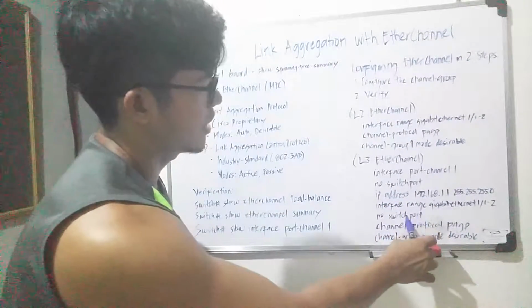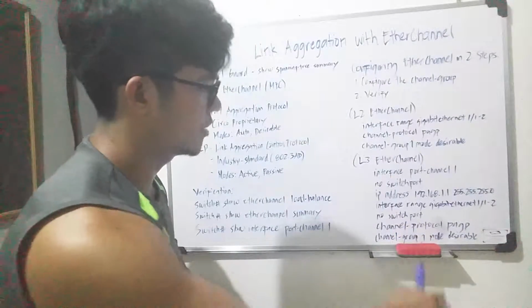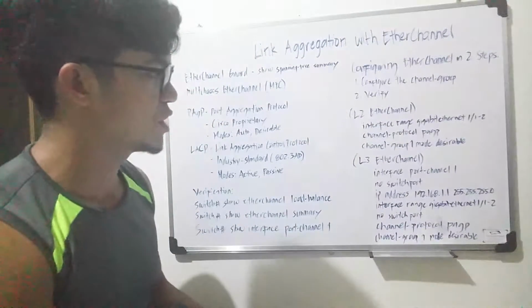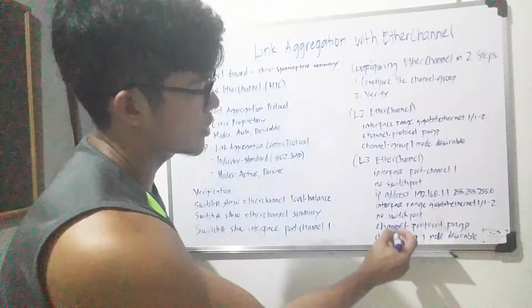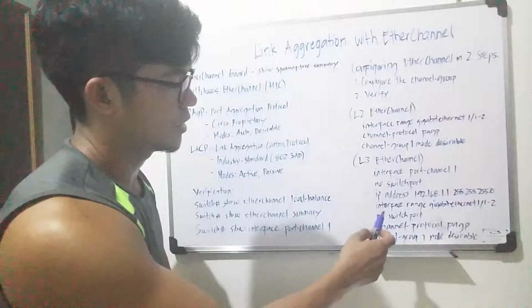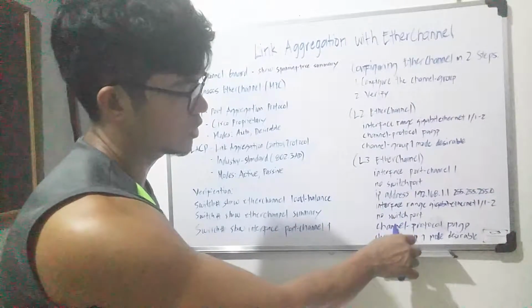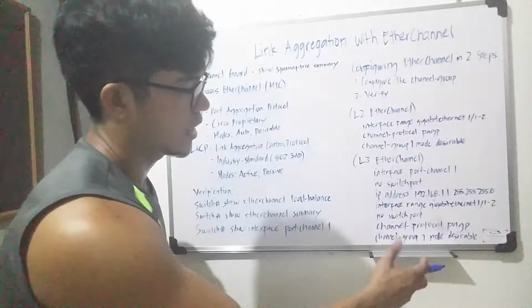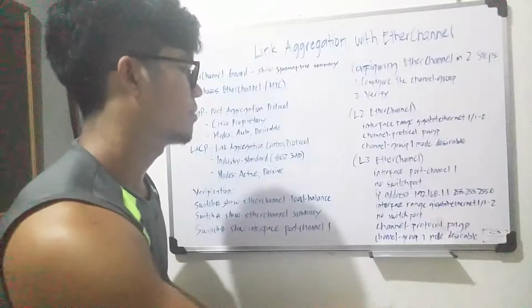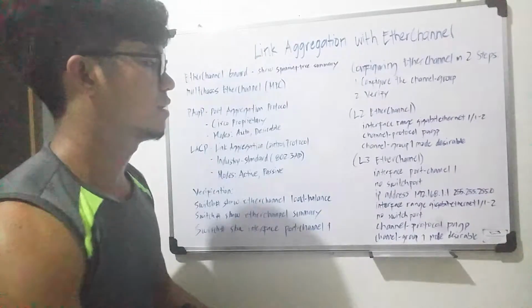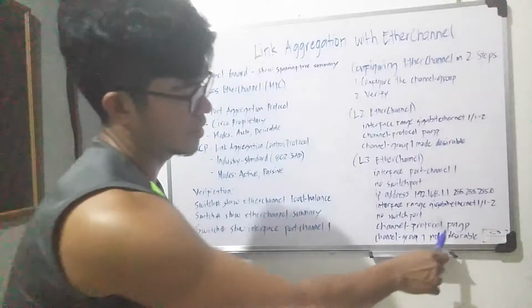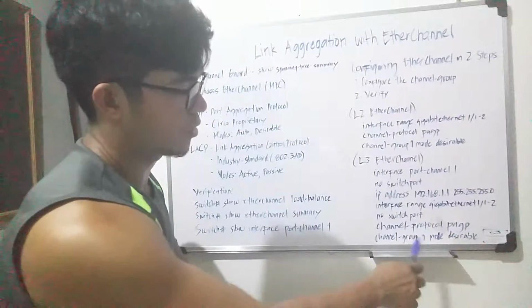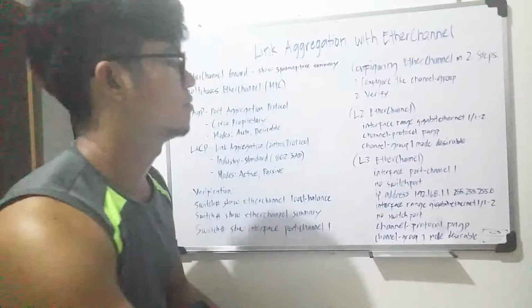And here, in the interface range configuration mode, you also should type no switchport to make them routed ports, and you have to define the protocol that we're going to use. In this case, we are using PAgP, Cisco proprietary, and channel-group 1 mode desirable.